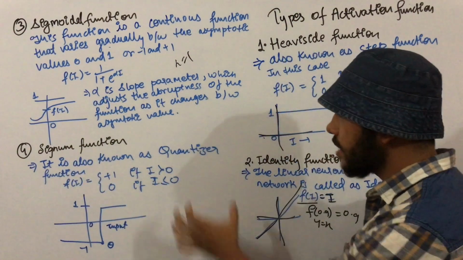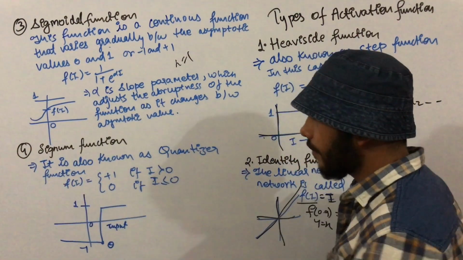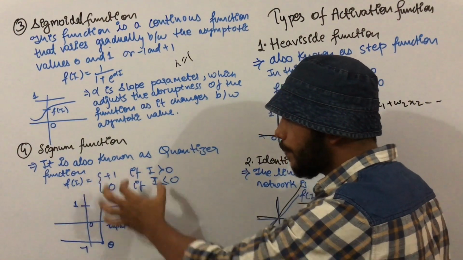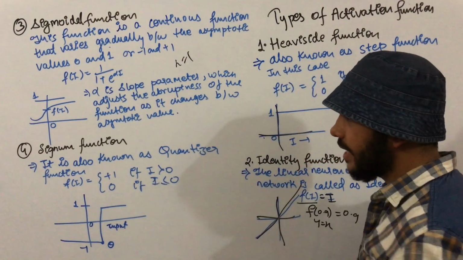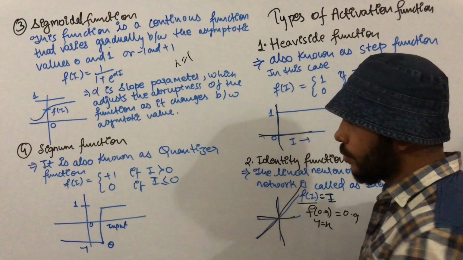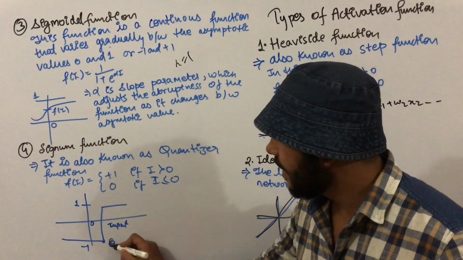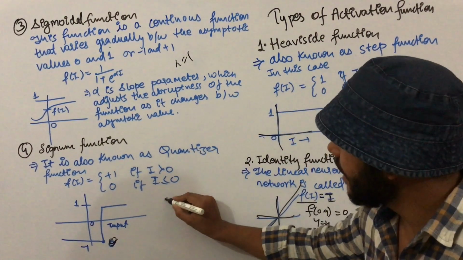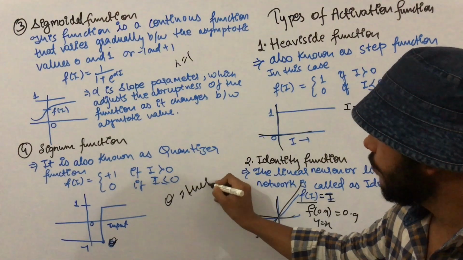The fourth function is the sigma function. It is also known as the quantizer function. F of I is equal to plus 1 if I is greater than 0, and 0 if I is less than or equal to 0. Here we have some theta value, that is, this theta is the threshold value.